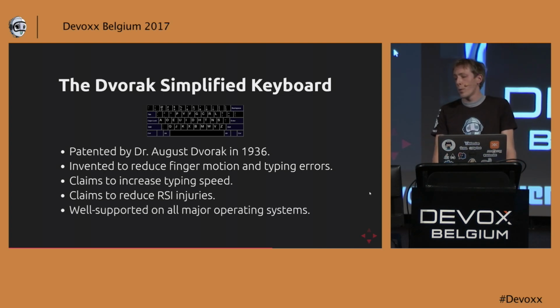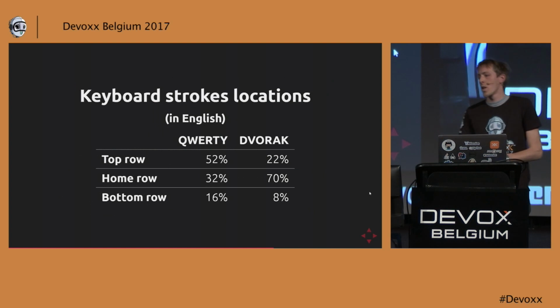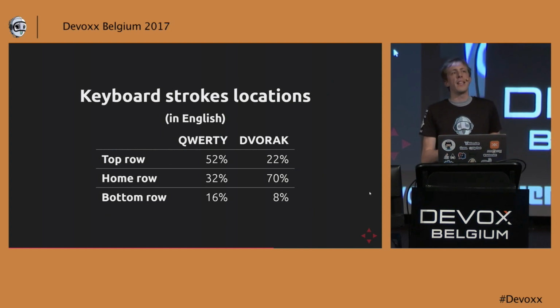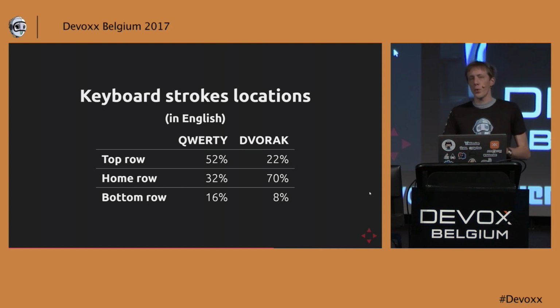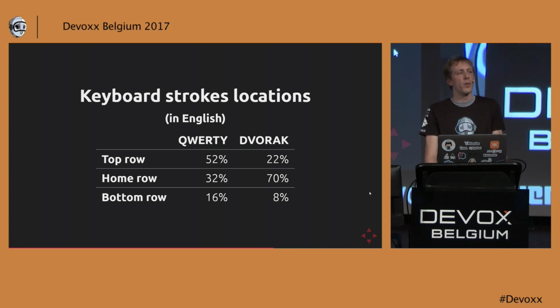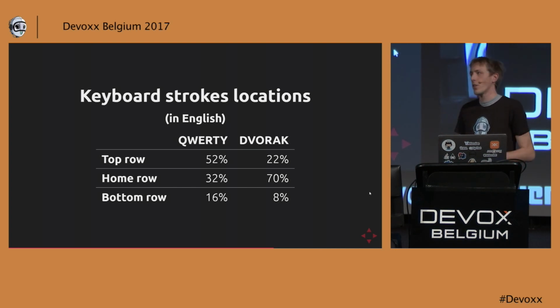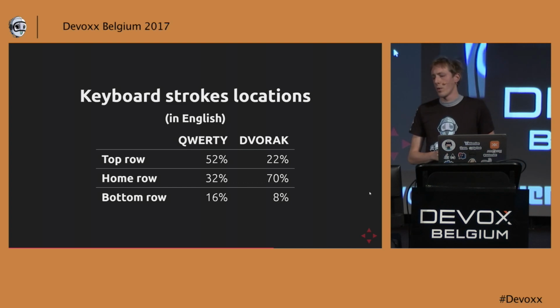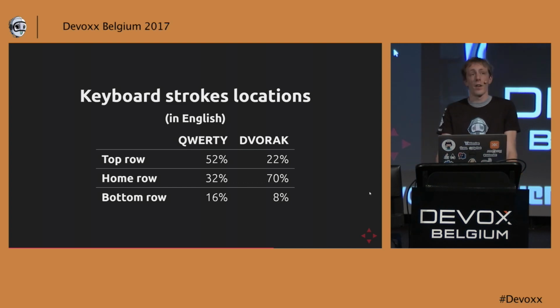Now, this is a keyboard that is well supported on all major operating systems, so that shouldn't keep you at all. Dvorak really intended your fingers to move as little as possible, so he put the most common letters in the English language as much in the home row as possible. So 70% of the letters you're going to need while typing English are in the home row, so you don't need to move your fingers very much. Dr. August Dvorak really hated the bottom row because he thought that your fingers would really start to hurt more often if you use the bottom row very much. So he tried to avoid that. Only very few used letters are on the bottom row. And a few are on the top row. Most letters in Qwerty are on the top row, actually.